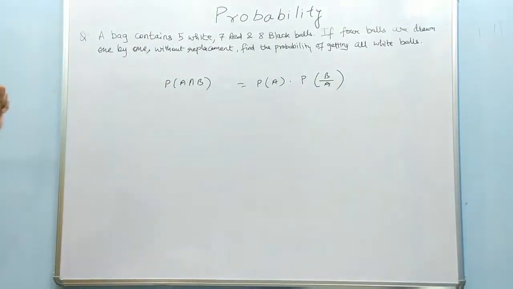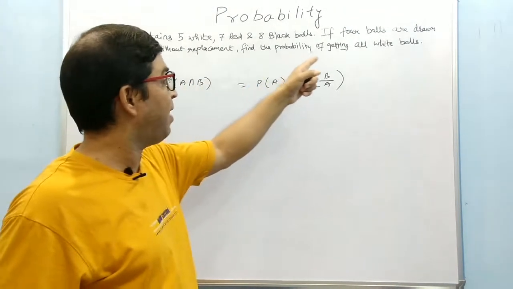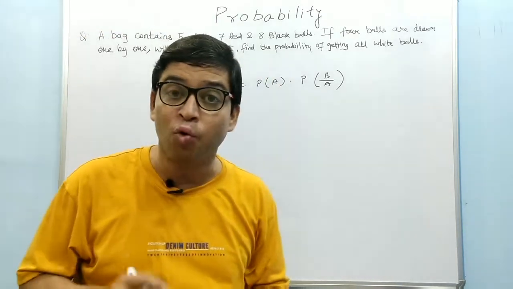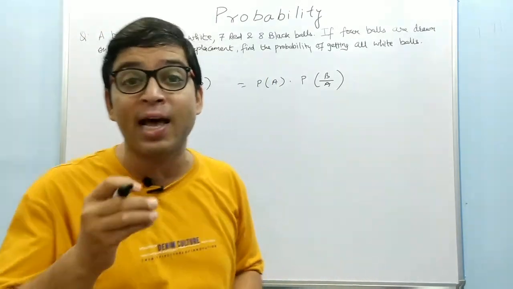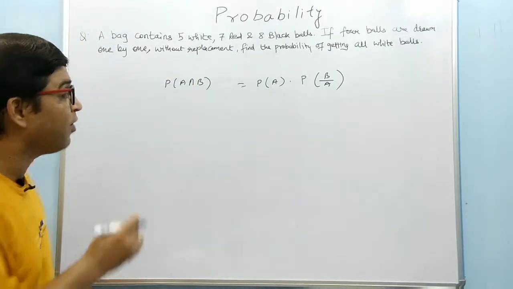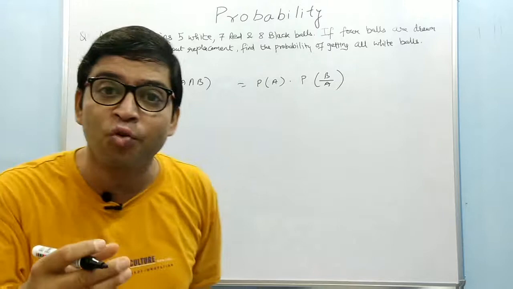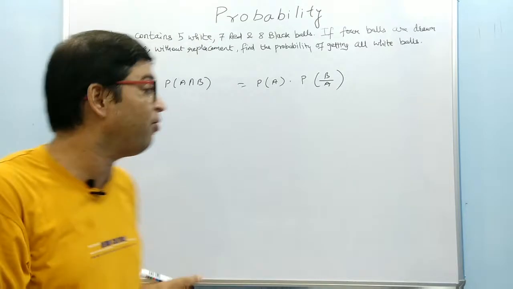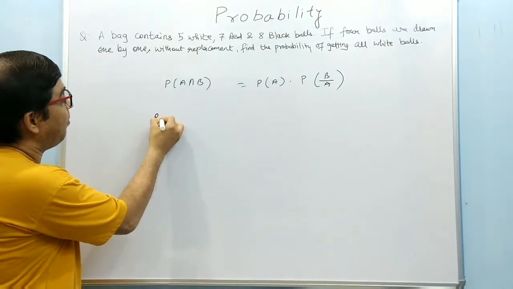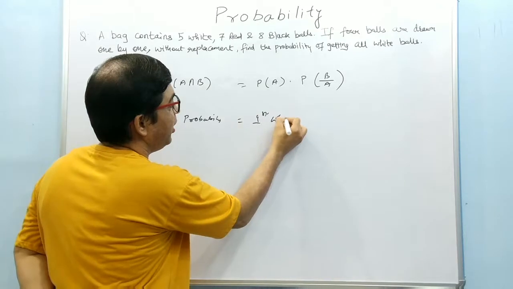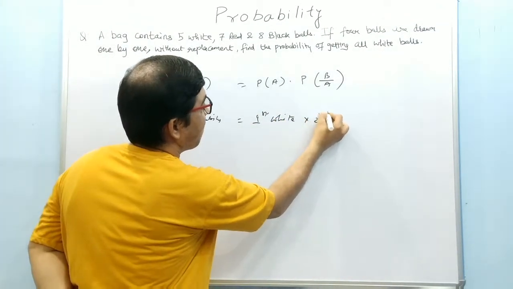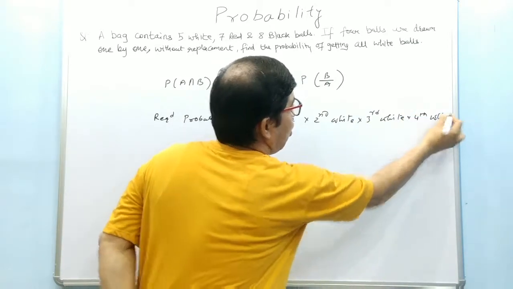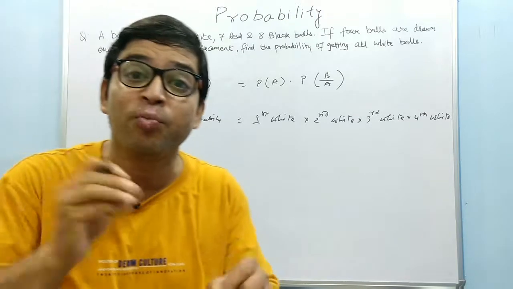See in this question. A bag contains 5 white, 7 red and 8 black balls. 4 balls are drawn one by one. Find the probability of getting all white balls. Firstly, we have to translate what we want. We want the drawing of 4 balls and all 4 have to be white. So the required probability will be first white into second white into third white into fourth white. So all the 4 balls have to be white.